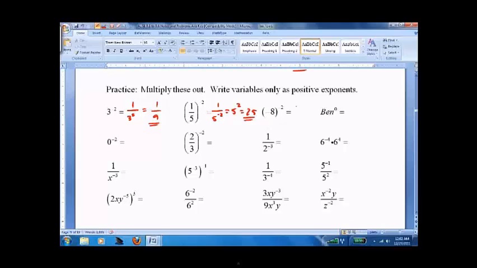Negative 8 to the negative 2 is 1 over negative 8 squared, which is 64. Anything to the 0 is 1. 0 to the negative 2 is 1 over 0 squared, which is undefined. 2/3 to the negative 2, well, now we're starting to see we can just flip it. That gets us 9/4. 2 to the negative third on the bottom is like 2 to the third on top. That's 8. If you want to pause the tape now, I would recommend you do so. I'm just going to slap the answers down from here on out.